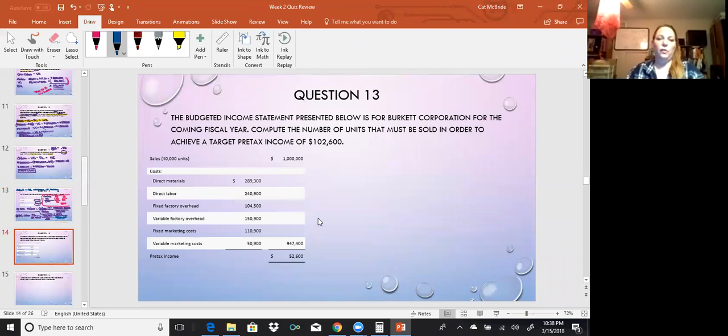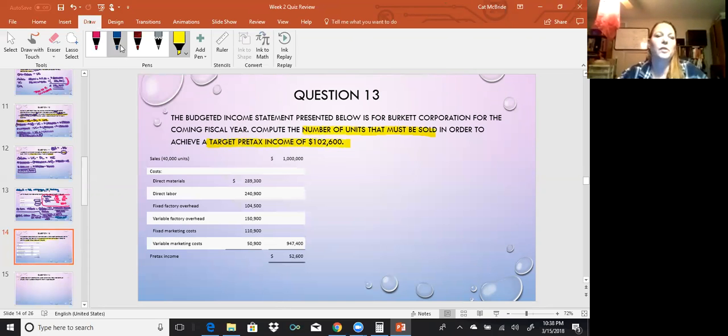Let's see if I can do the math on this one. This one has a lot of numbers too. We want to know, the budgeted income statement presented below is for Burkett Corporation for the coming fiscal year. We want to compute the number of units that must be sold for a target pre-tax income of $102,600. So remember, it's basically the break-even formula, but we're going to add $102,600 to the fixed cost.